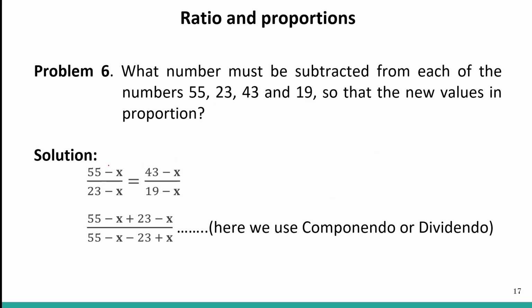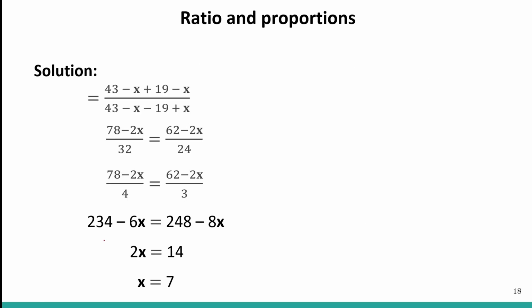So basically 55 minus x by 23 minus x is equal to 43 minus x by 19 minus x. Okay. Now what we do is we use componendo dividendo. So this will become 55 minus x plus 23 minus x whole by 55 minus x minus 23 plus x. So it will be equal to something like 78 minus 2x by 32 is equal to 62 minus 2x by 24. Okay. And by 4 and 3 respectively in the LHS and RHS part. So 234 minus 6x. Okay. So 234 minus 6x is equal to 48 minus 8x.